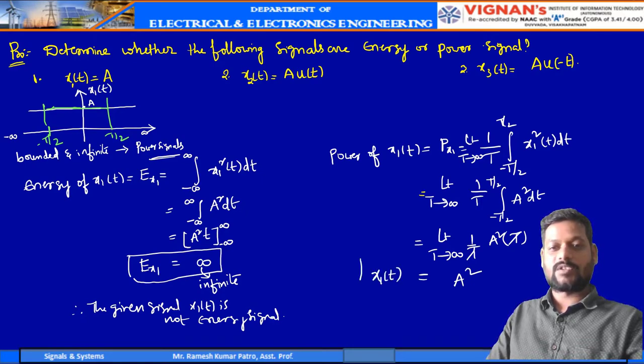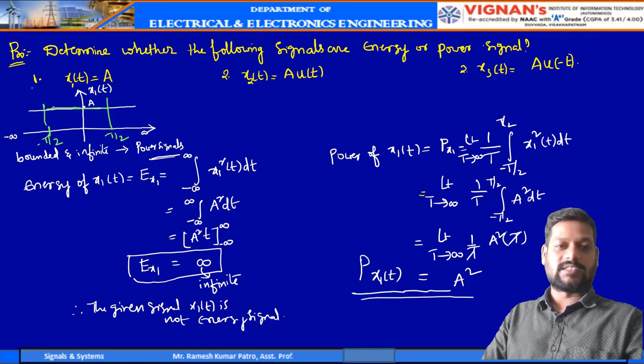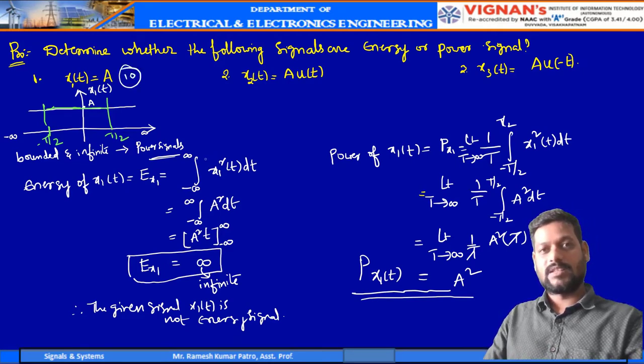So what is the power of a DC signal? The power of a DC signal is a square. For suppose this a value is 10, then the power of this 10 volts source is 10 square.